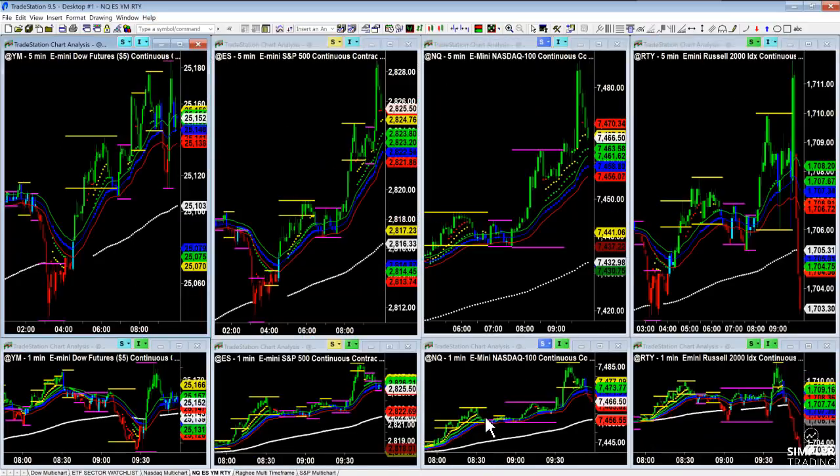All right, okay, so I hope that helps. Market structure, there's a really easy way to do it. It works on any time frame.